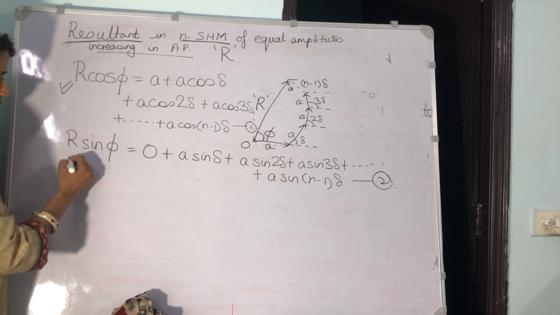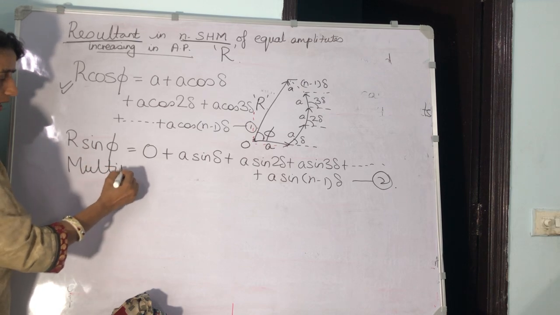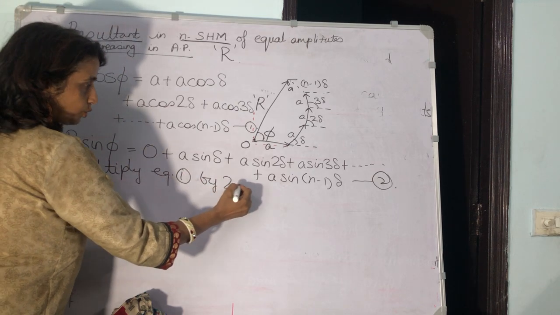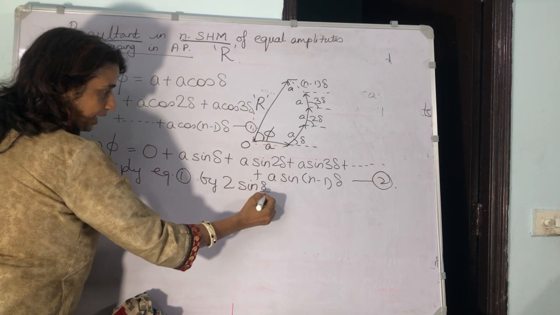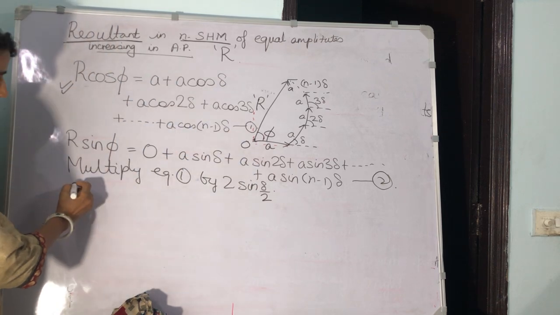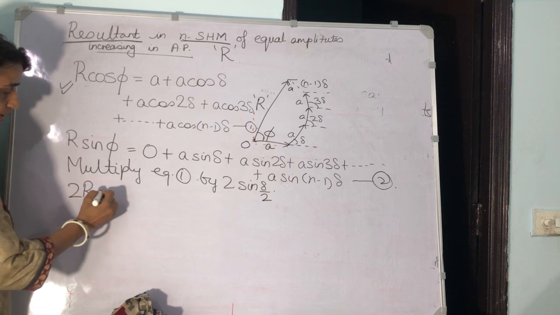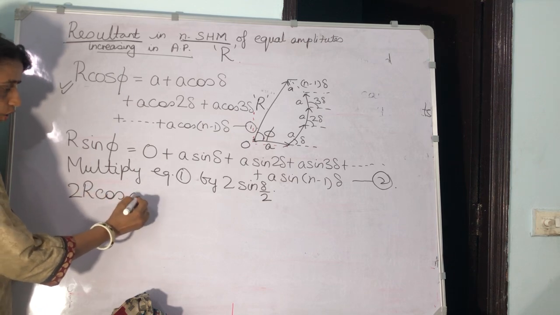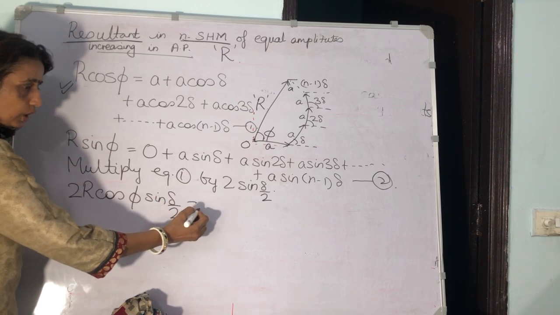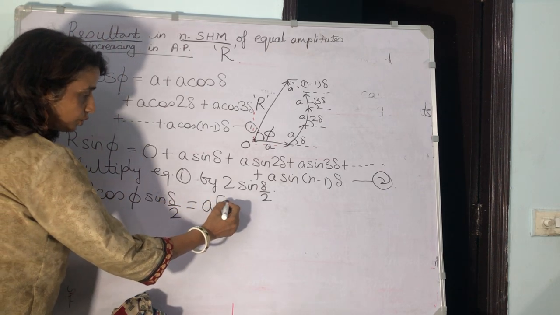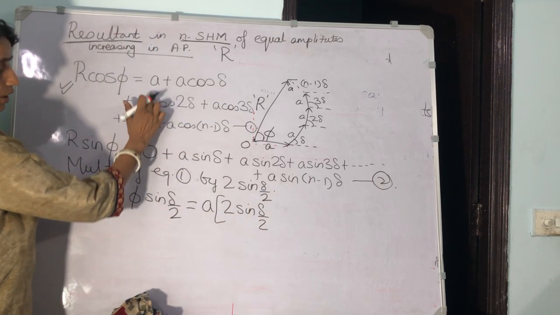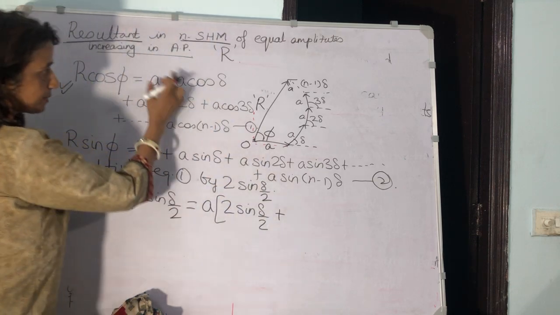So what we will do, we will multiply equation 1 by 2 sin del by 2 on both left hand side and right hand side. We are just picking up a mathematical trick. So this becomes 2r cos phi sin del by 2 is equal to A into 2 sin del by 2. We have taken A common.